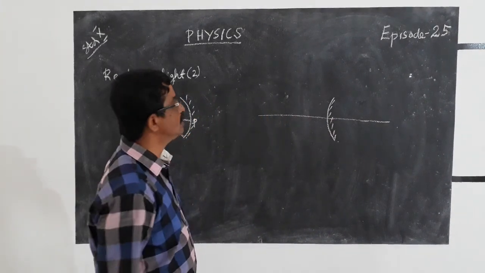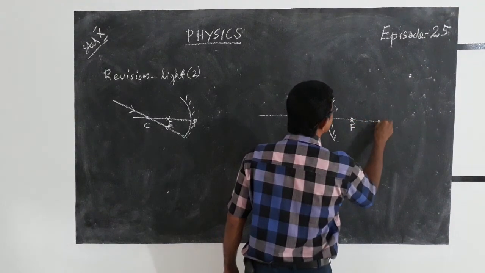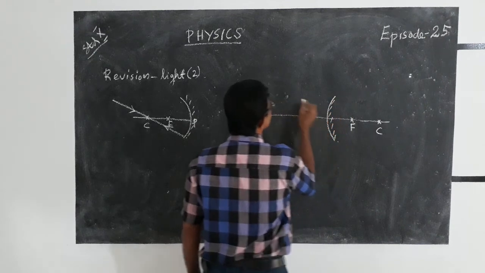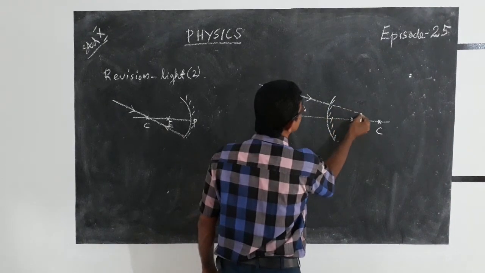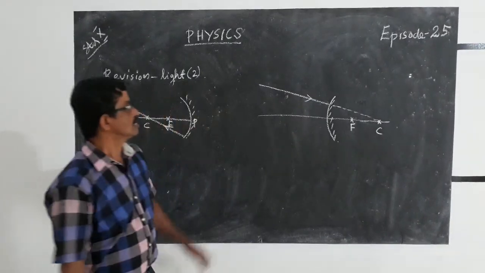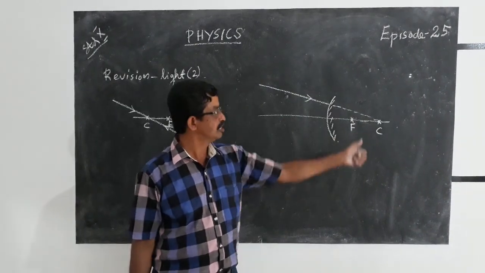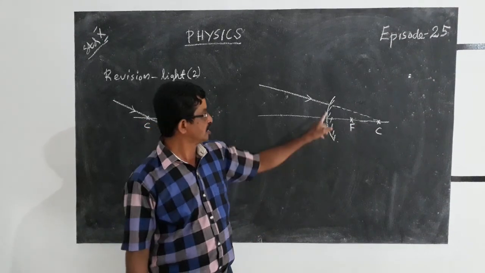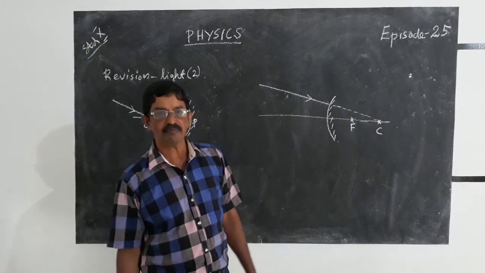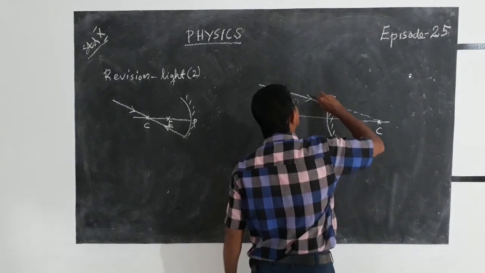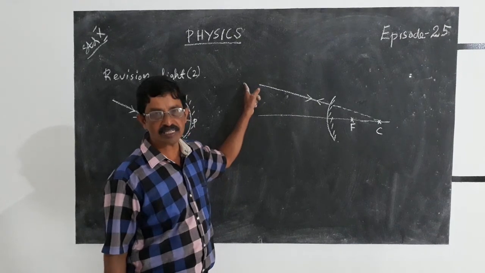This is the principal axis, this is the focus, and this one is the center of curvature. A ray is traveling towards the center of curvature of the convex mirror and strikes the mirror. It strikes here normally, so it returns along the same path, or retraces along the same path.